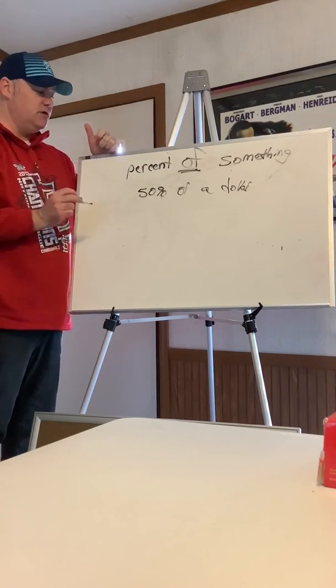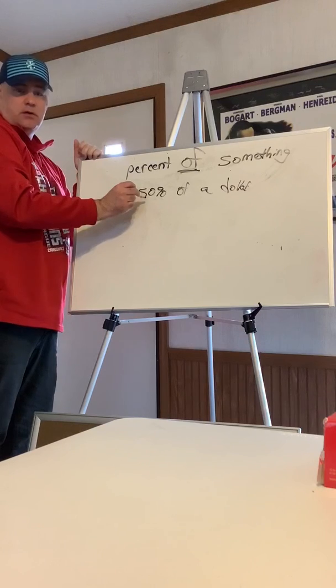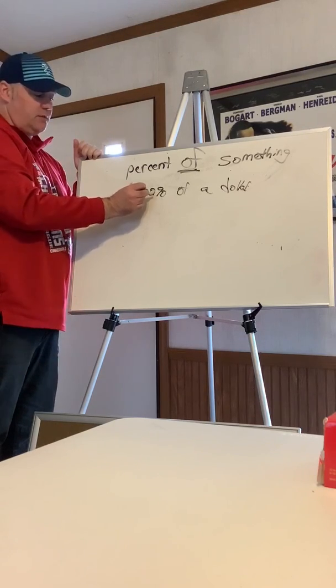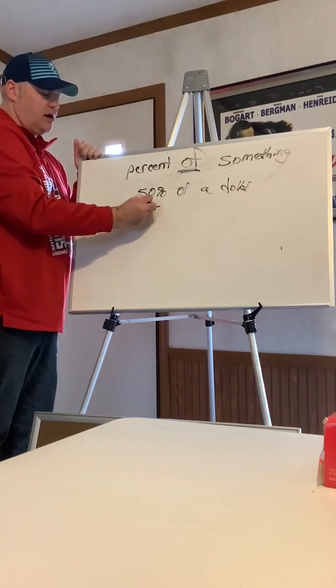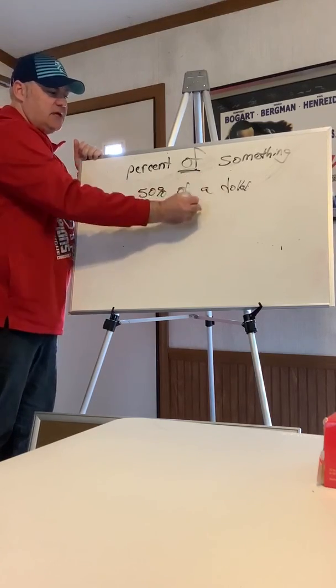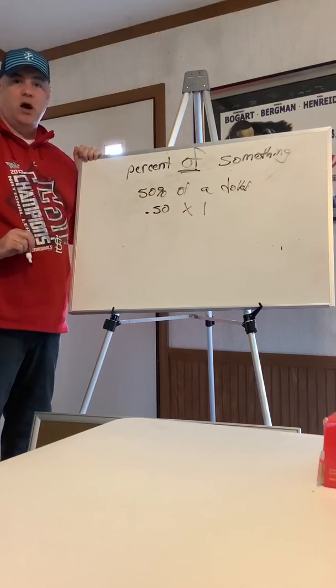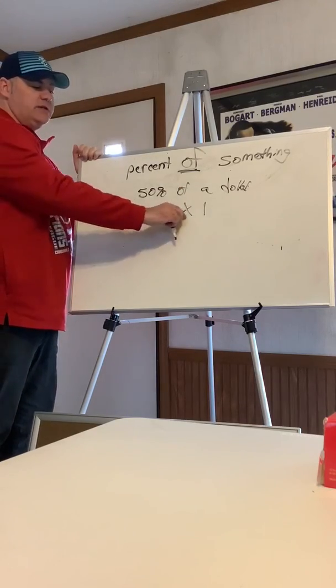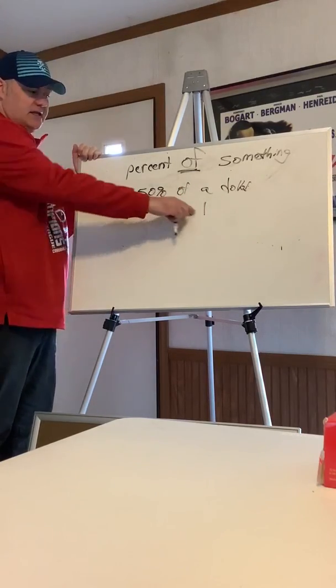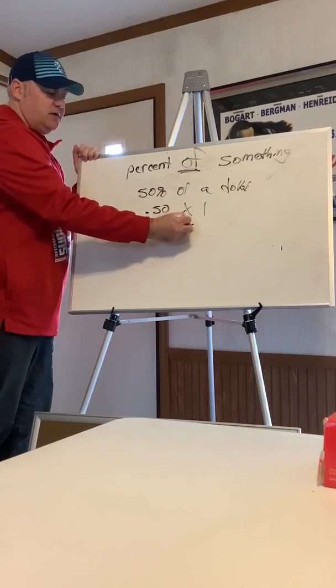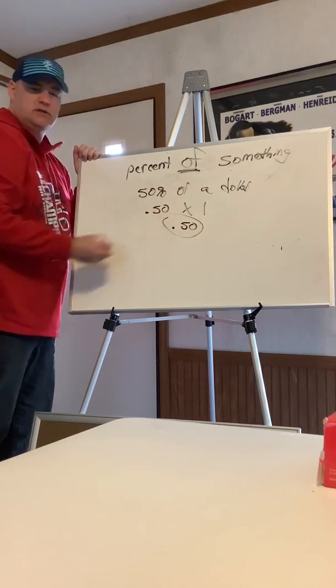Well, what you have to do is make this a decimal. Remember to make it a decimal. We're going to move it 2 to the left, and we're going to multiply that times a dollar. So 50% of 1 becomes 0.50 times 1. And anything times 1 is itself. So 50% of a dollar is 50 cents.